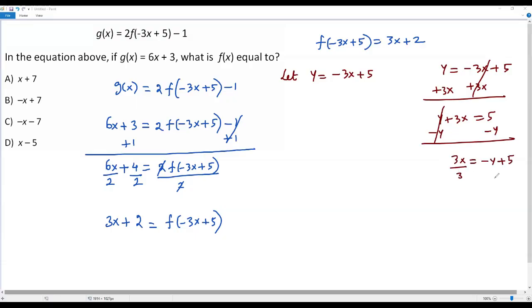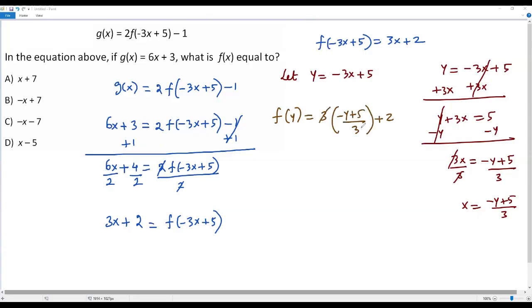Now let me divide both sides by 3. When I do, the 3 will cancel. Then I'm getting x equals (negative y plus 5) divided by 3. Now I have solved for x in terms of y. Let me take this function as it is: f of (negative 3x plus 5) equals 3x plus 2. Now I'm going to plug in y for negative 3x plus 5. Then I'm getting f of y equals 3 times, and for this x, let me plug in (negative y plus 5) over 3, plus 2.